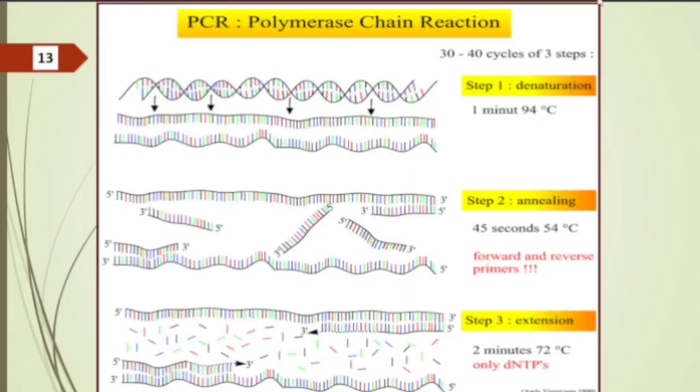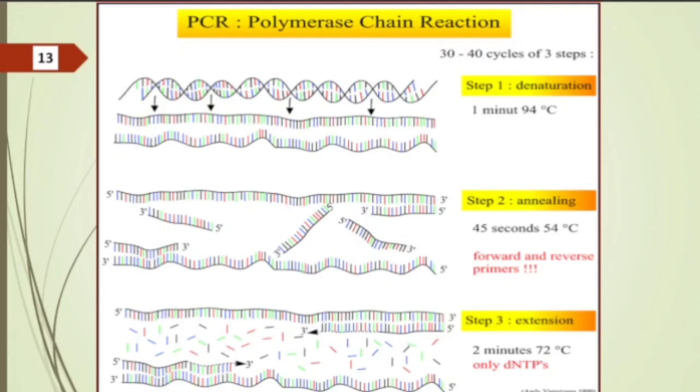This is the total reaction. PCR, polymerase chain reaction, you can observe the total steps in this diagram. This is the double-stranded DNA. In the first step, denaturation, double-stranded DNA converts into two single strands.